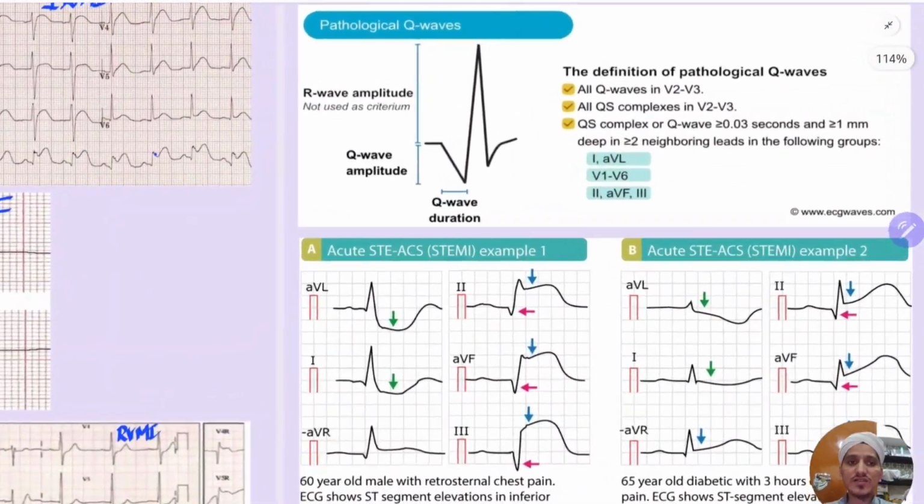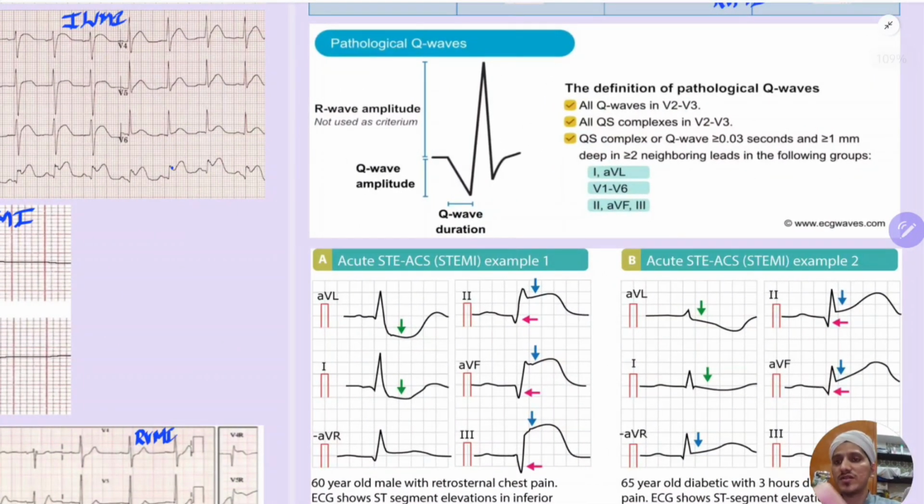Here, pathological Q waves we have discussed now. What are the pathological Q waves? The definition: the depth of the Q wave should be more than 25% of the R wave amplitude, and it should be at least one small square in width. So that is a pathological Q wave. Also, all Q waves in V2 and V3 are pathological. All QS complexes, as I said, when there was poor R wave progression, and there are large QS complexes.